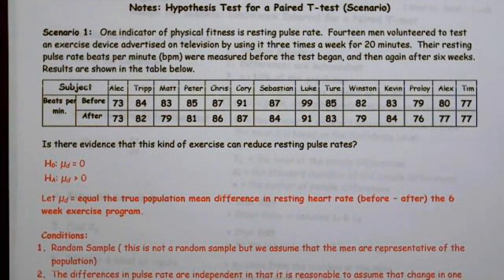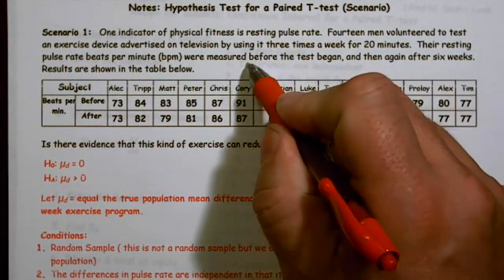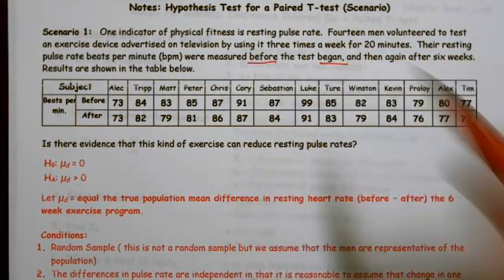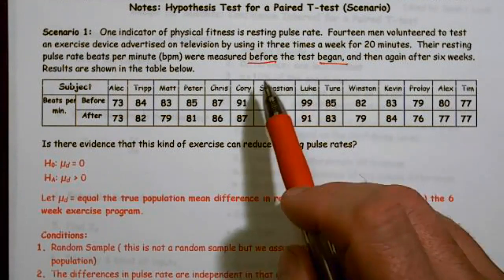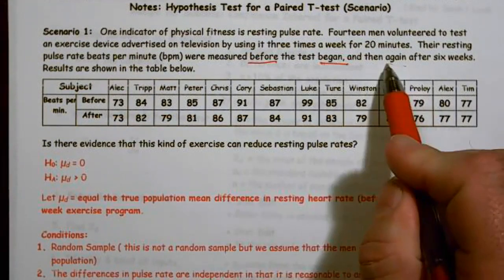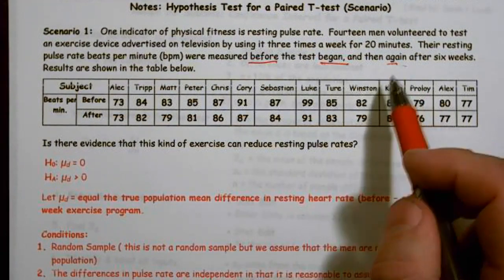Advertise on TV by using it 3 times a week for 20 minutes. The resting pulse rates in beats per minute were measured before the test began and then again after. So right here, this phrase indicates to me that since it's a before and after situation, we're looking at paired data.